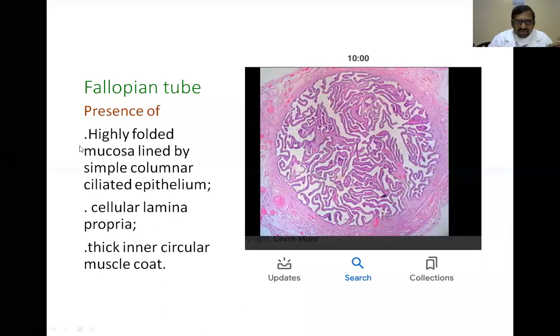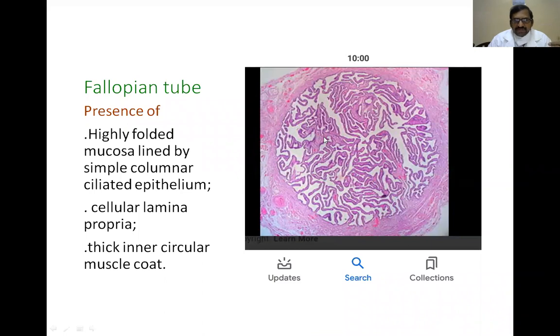The fallopian tube presents highly folded mucosa. It is lined by simple columnar ciliated epithelium. The ciliary movements are important to move the ovum or zygote from the lumen of the uterine tube towards the cavity of the uterus, and these cilia move towards the cavity of the uterus. That is the most important epithelium.